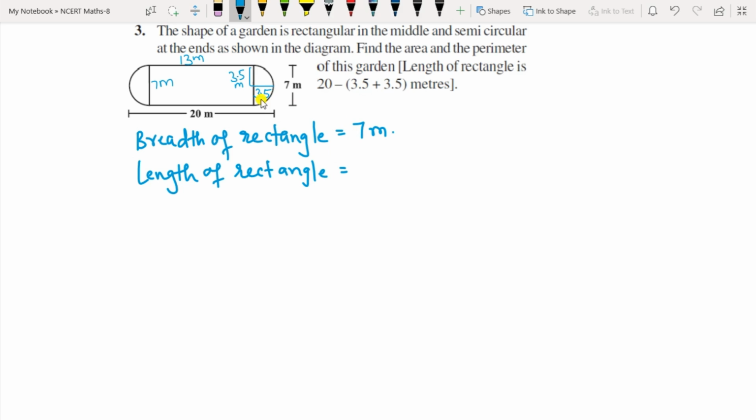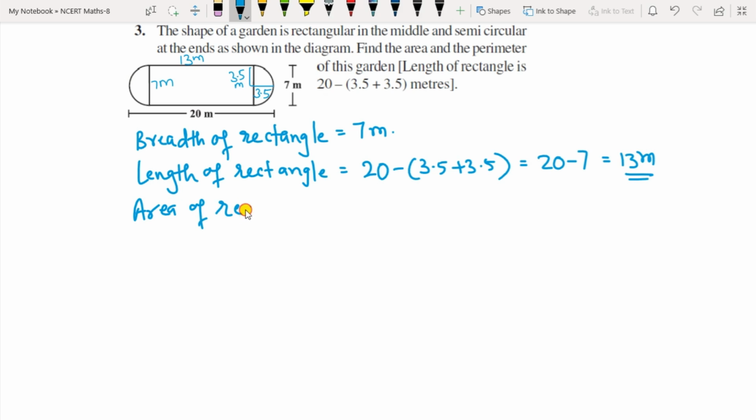So to find the length, you have to subtract this radius from both the sides, this one and this one, from 20. So that becomes 20 minus 3.5 minus 3.5. That becomes 20 minus 7, which is 13 meter. So that will be the length of the rectangle, that is 13 meter. Therefore now the area of the rectangle, area of that rectangular figure is L into B, that is L is 13 multiplied by 7, that gives you 91 meters square. That is the area of the rectangle.